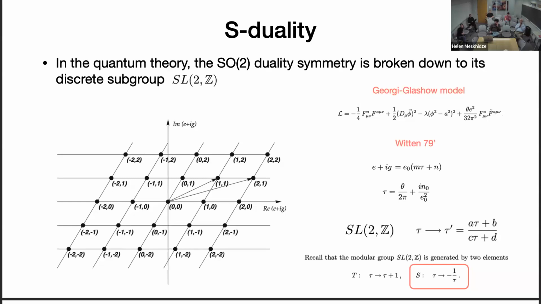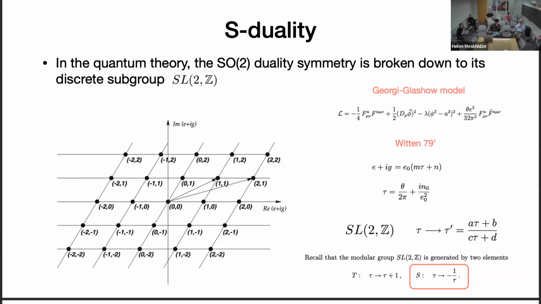This is the lattice of electric and magnetic charges. And instead of a continuous SO(2) group, we have a discrete modular group, SL(2,Z), that maps the coupling constant or the charges into each other in this way. And one element of this group is called S duality. It takes the charge to -1 over itself.